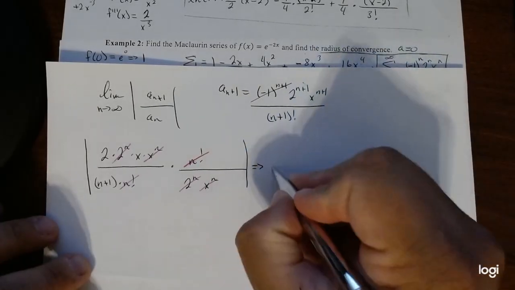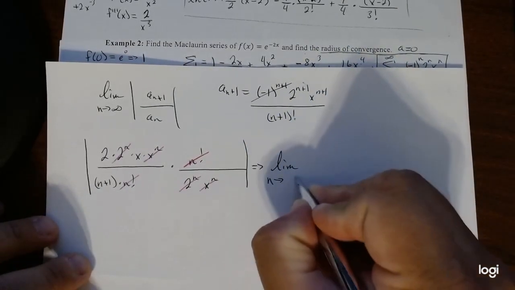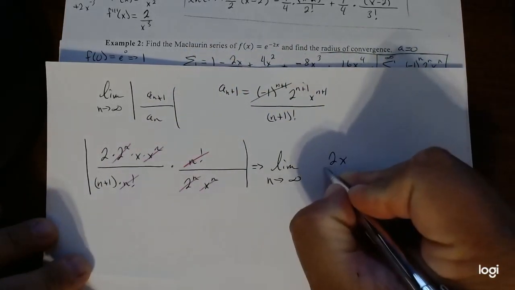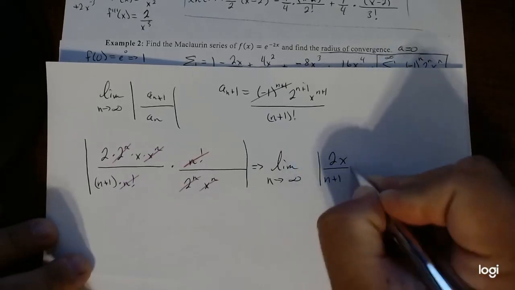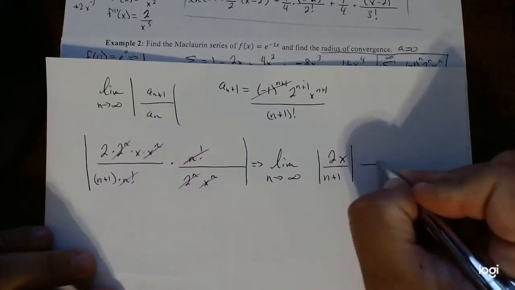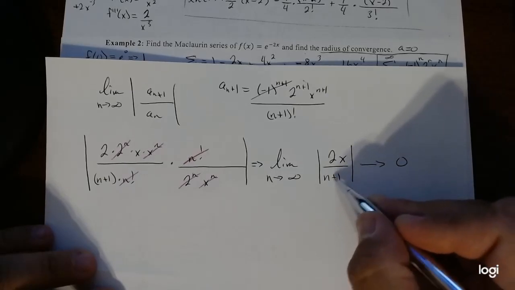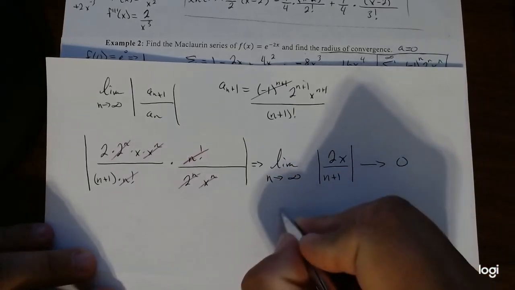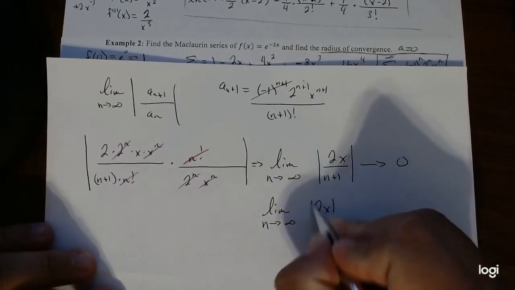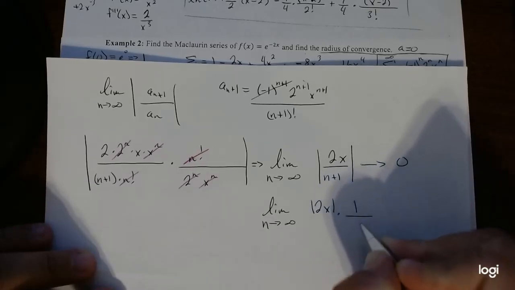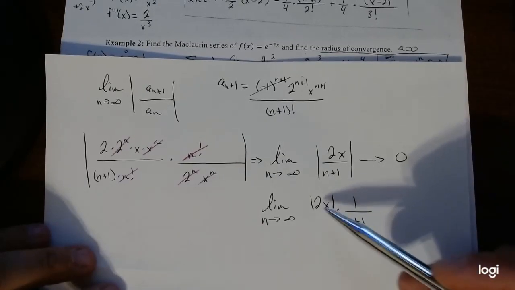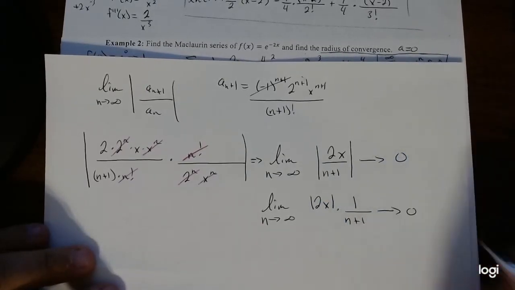So what do we get next? Taking the limit as n goes to infinity, what do we have going on here? We have 2x over n plus 1. And we know this always goes to 0, right? Because this is technically 1 over n plus 1. If you're not sure why that is, this is technically looking like this. And n is the only thing going to infinity, so this doesn't do anything, and this goes to 0 no matter what, right?